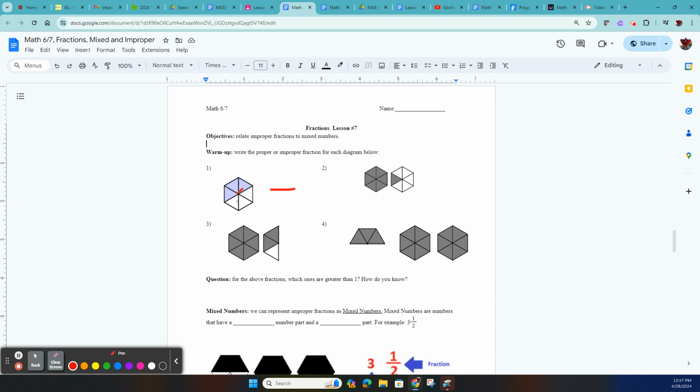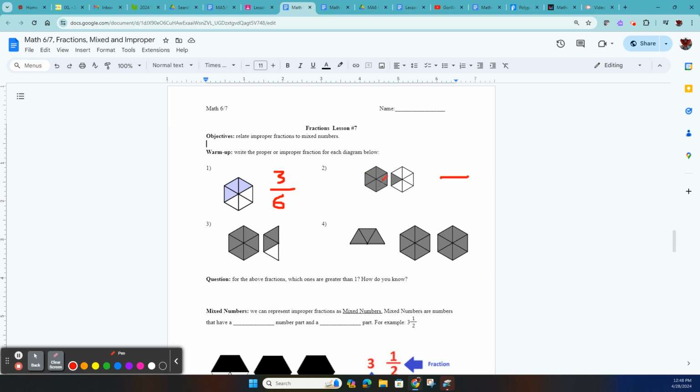Okay, this one. I see 6 total parts in that one whole. So 6 is my denominator. I see 3 are shaded in. 3/6. You could have also said 1/2 because that's 1/2 of the whole shaded in. Anyhow, let's go to this one.